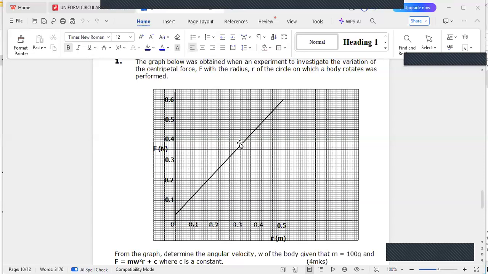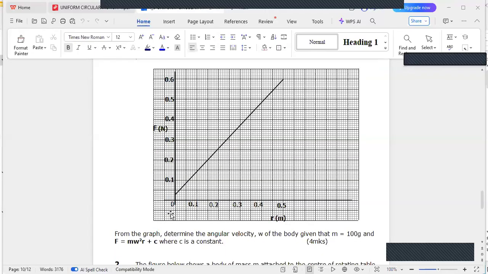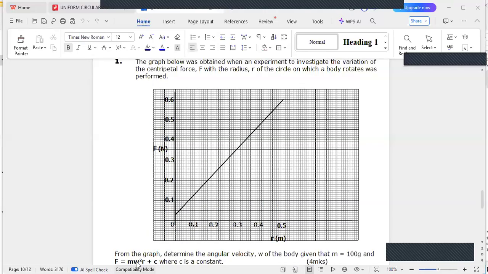Every straight line assumes the equation y equals mx plus c. Here we are told, from the graph, determine the angular velocity omega of the body, given that mass m equals 100 grams and F equals m omega squared r plus c, where c is a constant. So we are asked to determine omega.